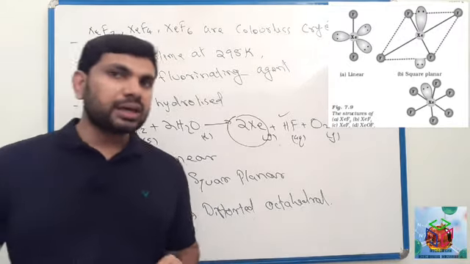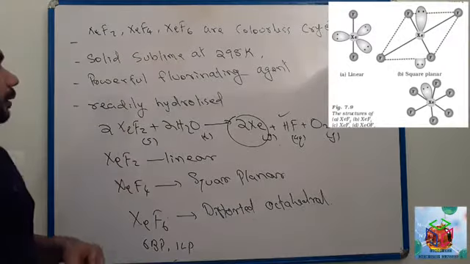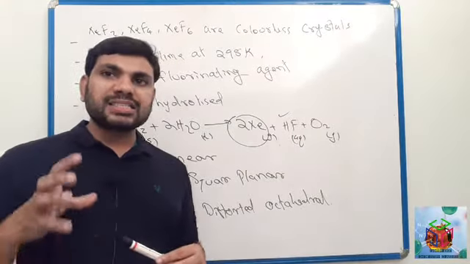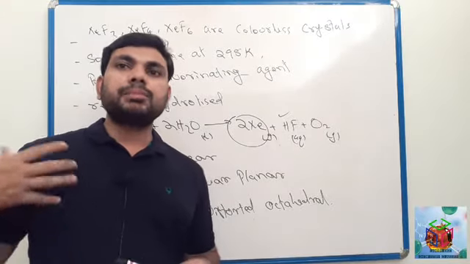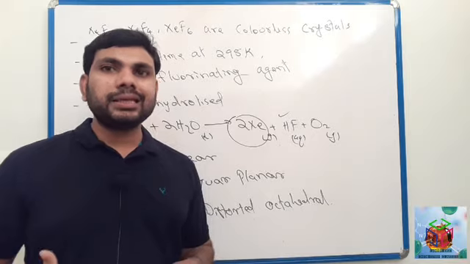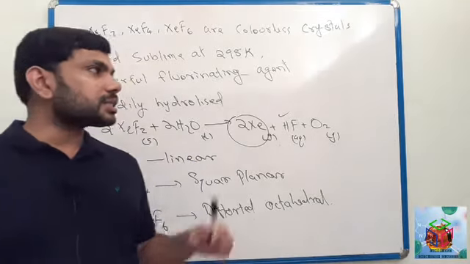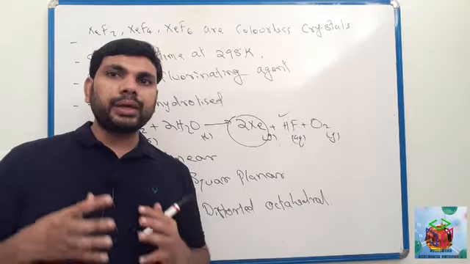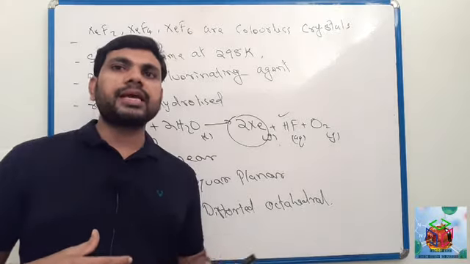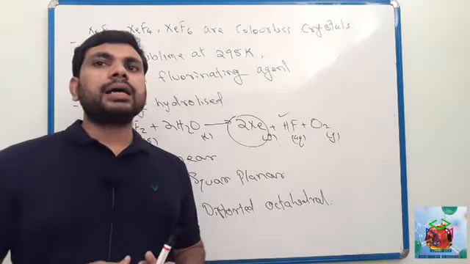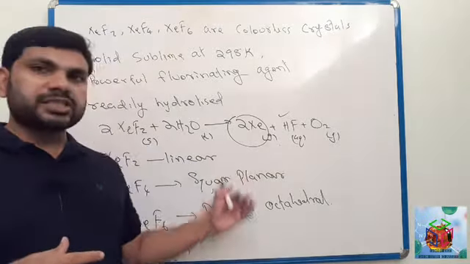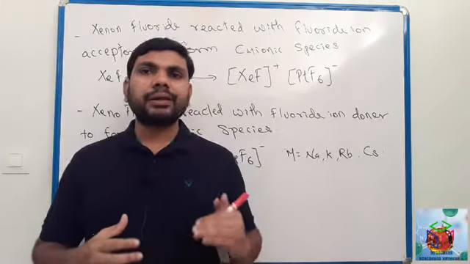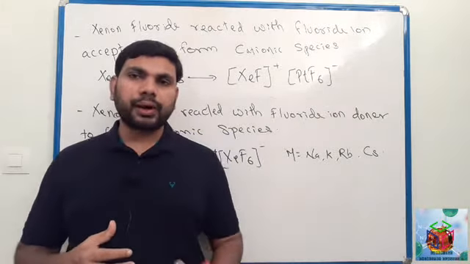Okay, so here we discussed that xenon fluorides are colorless crystalline solids. They sublime at 298 Kelvin and they are strong fluorinating agents. They hydrolyze very easily and release oxygen gas and xenon gas, and we also discussed their structures. We discussed different types of binary compounds of xenon fluoride.